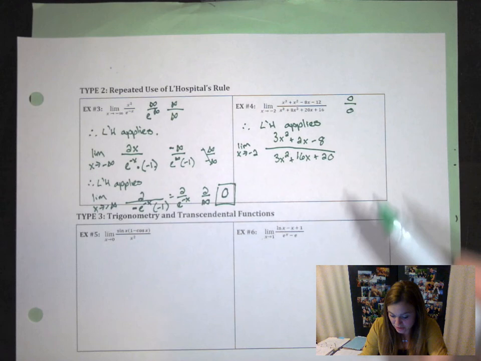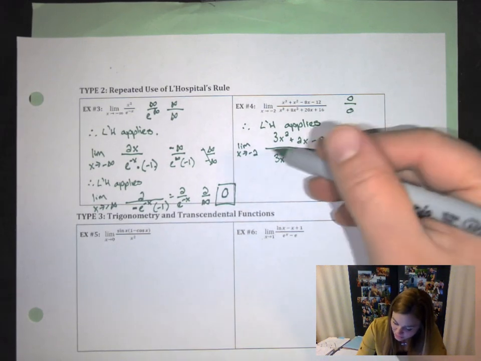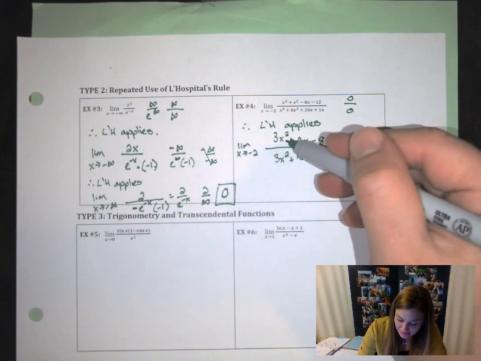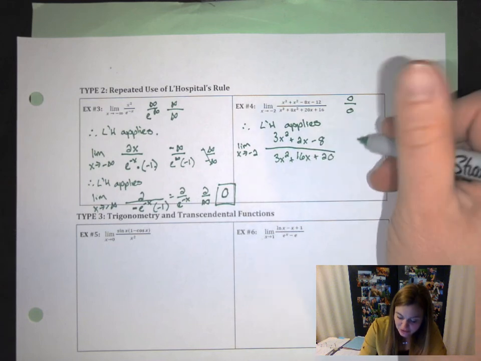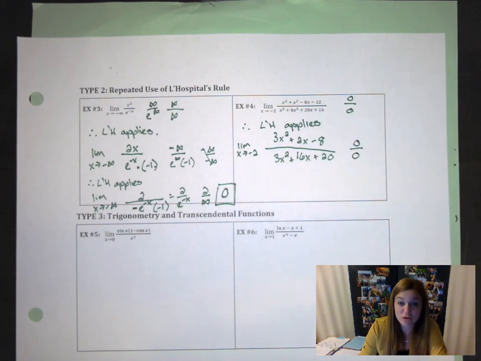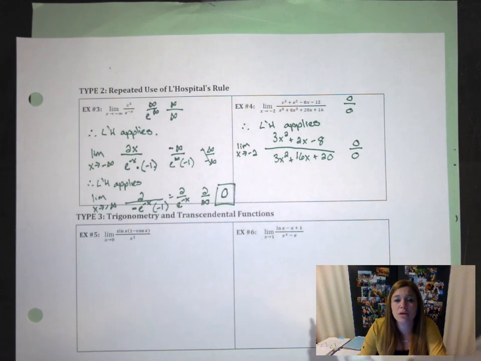Okay, so I did all this work, but guess what? If we put in -2, I'm going to say -2 here, -2 here, -2 here, -2 here. You can try this on your own if you don't believe me, but you still get 0 over 0.